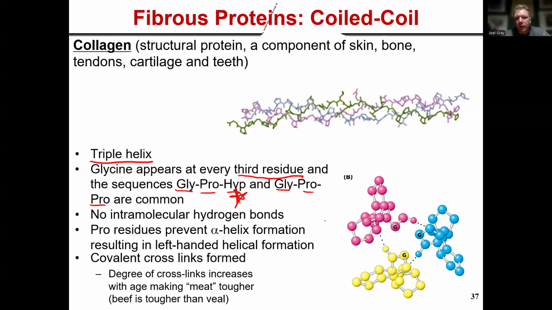There are no intramolecular hydrogen bonds. Proline residues prevent alpha helix formation, and they result in left-handed helix formation, which is different from our alpha helix, which is a right-handed helix. Covalent crosslinks are formed. Now, the degree of those crosslinks increases with age, making meat tougher, just as an example of a visual of that.